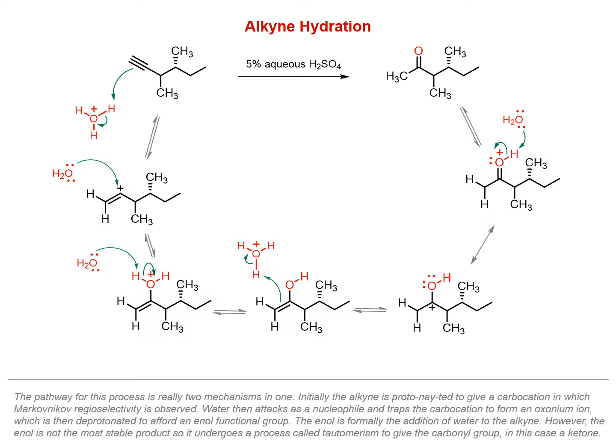Initially, the alkyne is protonated to give a carbocation in which Markovnikov regioselectivity is observed. Water then attacks as a nucleophile and traps the carbocation to form an oxonium ion, which is then deprotonated to afford an enol functional group. The enol is formally the addition of water to the alkyne. However, the enol is not the most stable possible product, so it undergoes a process called tautomerism to give the carbonyl group, in this case a ketone.